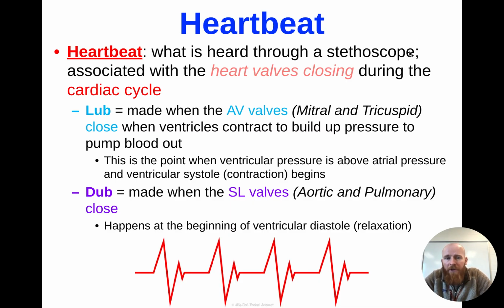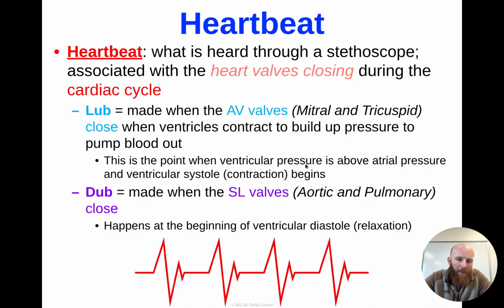And so this is where your AV valves, those valves between your atria and your ventricles, close because of the ventricular pressure pushing on them. So this is the point when that ventricular pressure is above the pressure of the atria, which basically allows those valves to close and the overall ventricular contraction, or systole, to begin. So that's the lub. It's that AV valve slamming shut between the atrium and the ventricles because the pressure of all that blood in the ventricles has reached a point where it's higher and it can close the doors behind it, and now the ventricles can contract.